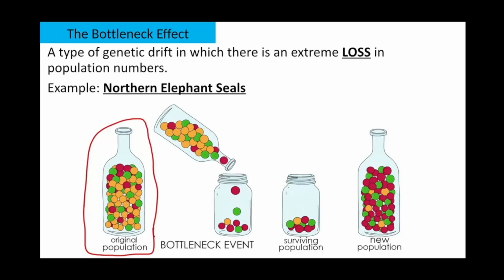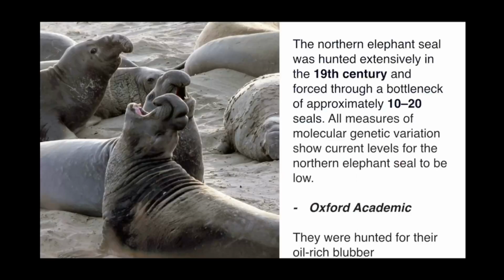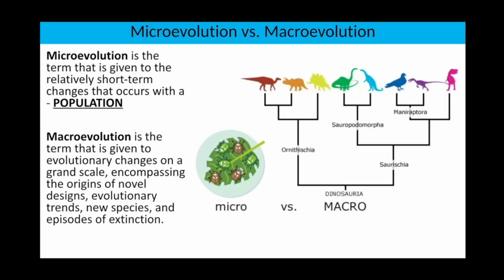A great example of this is the northern elephant seals, which in the 19th century were hunted because their blubber was really good for lamp oil. It's oil rich. So people would just hunt them like crazy, and their population got all the way down. By some estimates, it got as low as 10 to 20 seals left. Then they started to be protected. There was more awareness, and now their population numbers have come back up, but their genetics were greatly reduced.